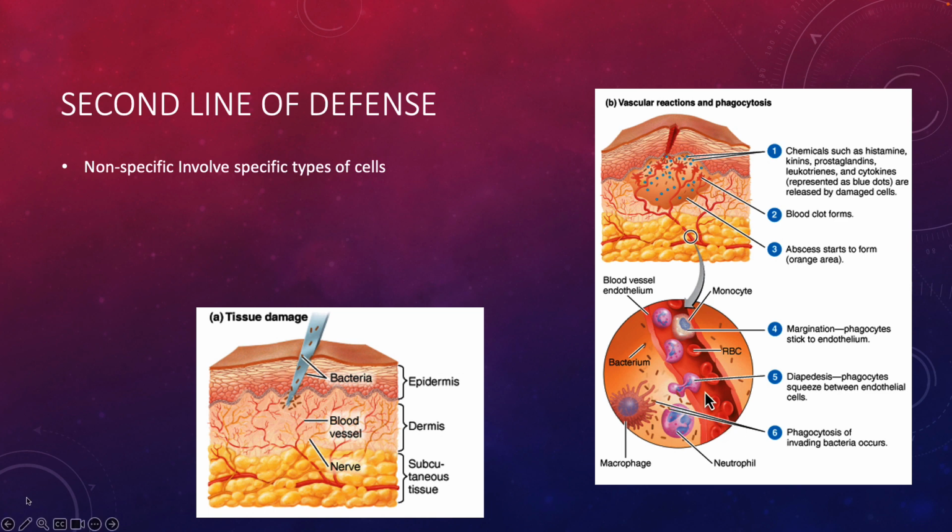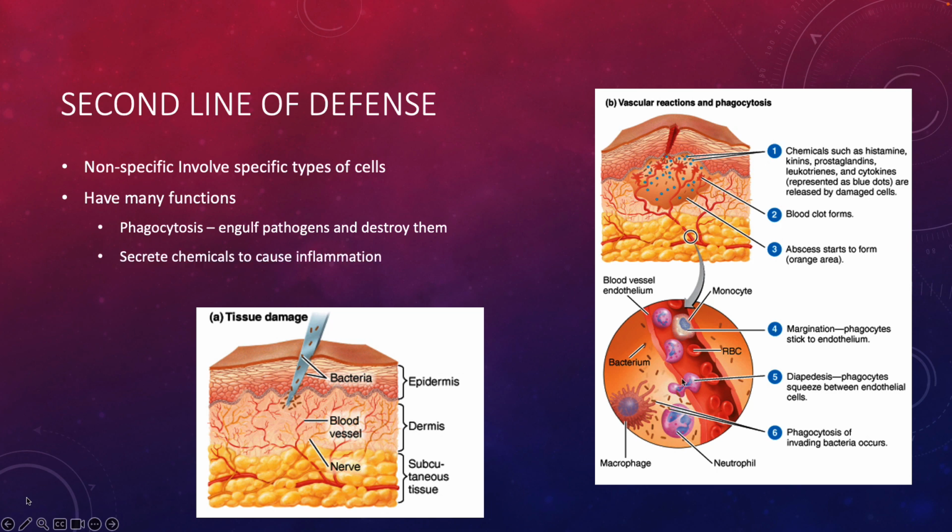And pus consists of, yes, the dead bacteria, but also those white blood cells that have come to help fight that infection. And our second line of defense, again, has many functions. We have cells like phagocytes that come and engulf pathogens to destroy them. They also will continue to secrete chemicals to cause inflammation.